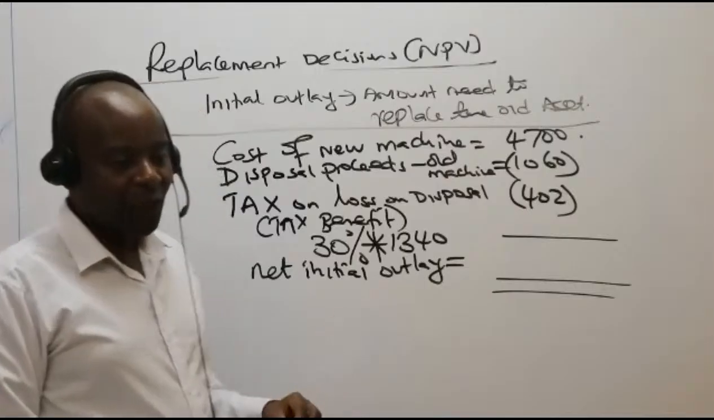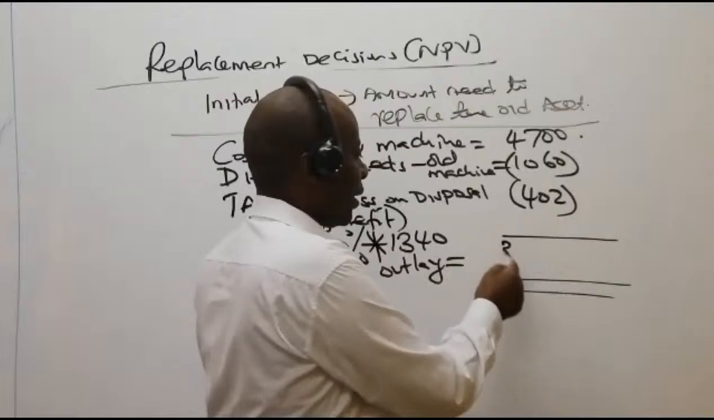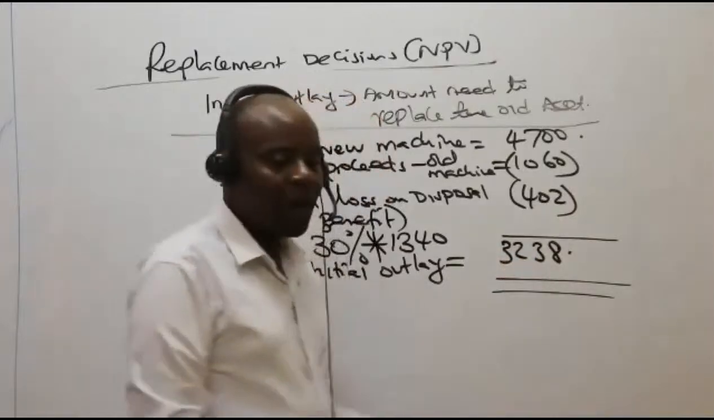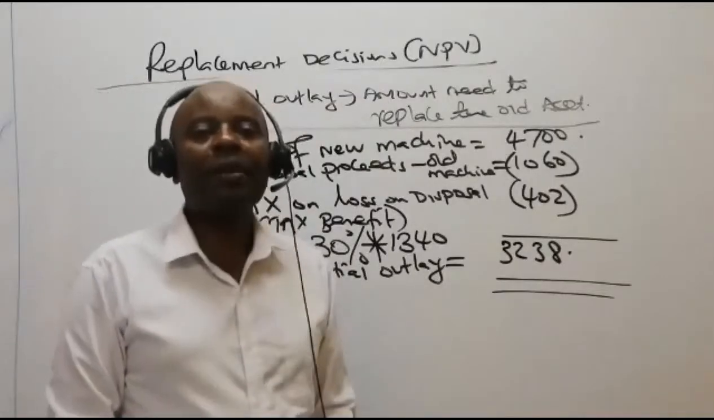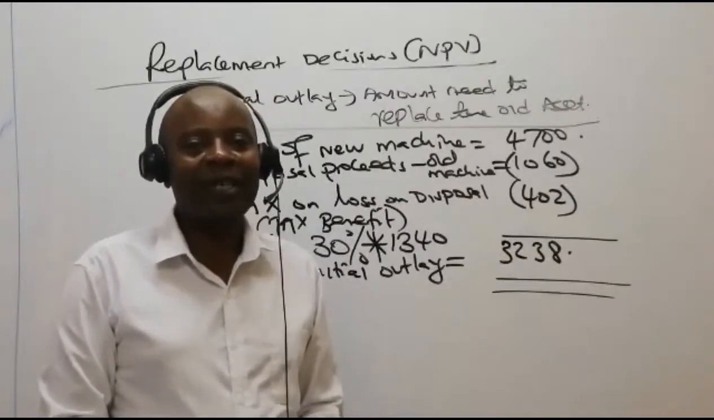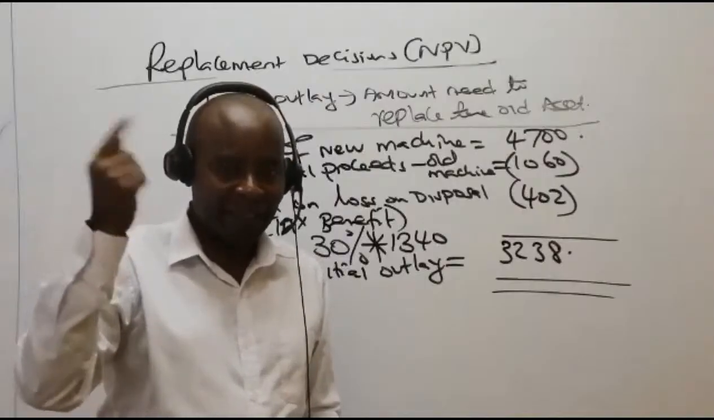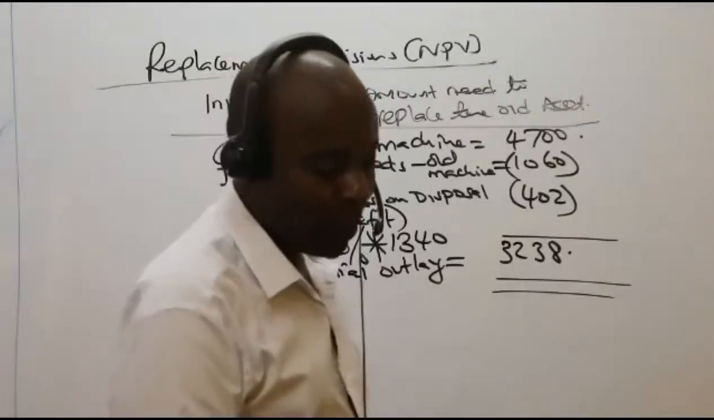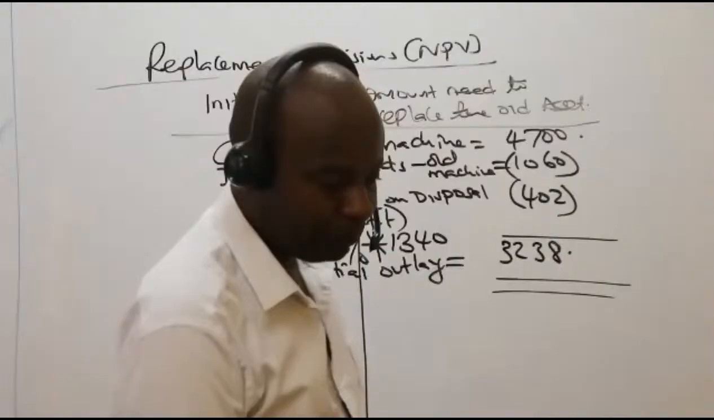We add, yes. So the net initial outlay gives me a figure of 3,238. So 3,238. This is a very important figure. Remember, at the end of the day, this examiner would need us to calculate net present value. So it's a figure that I expect you to have at the back of your mind. We'll want to use this figure next. So Roman 2 of this question is quite an easy one.